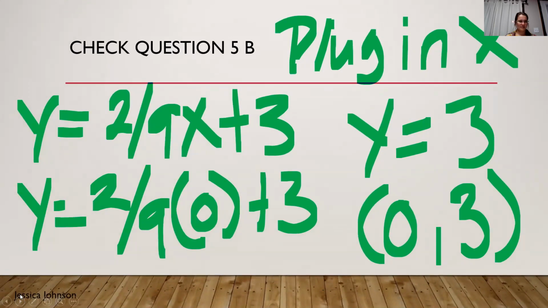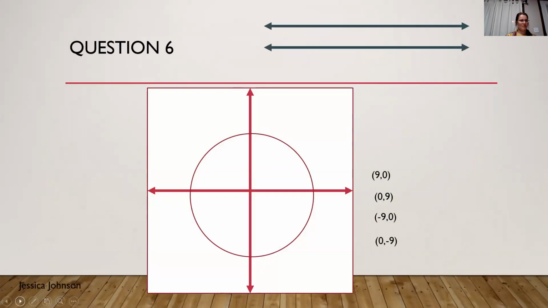And then question number 6 asks us to find a tangent line on the circle. And our circle has a radius of 9, and it's at the plot point of 0, negative 9.